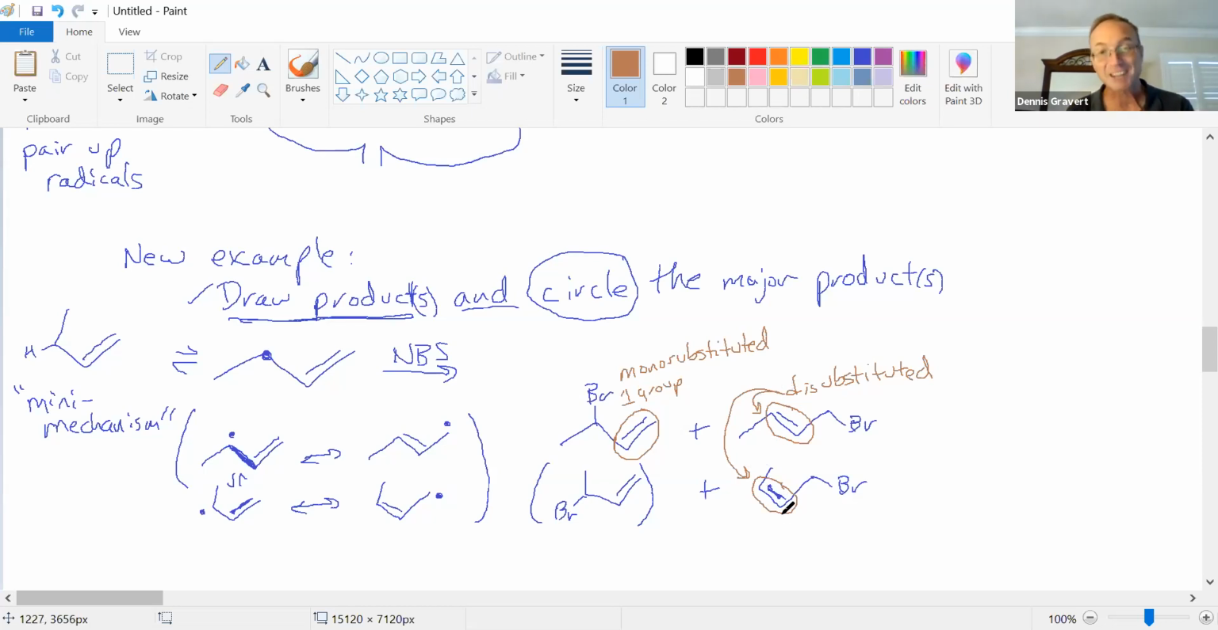There's also a tiebreaker though, right? Who is more substituted? Who is more stable? Sorry, who's more stable, cis or trans? Trans is more stable.